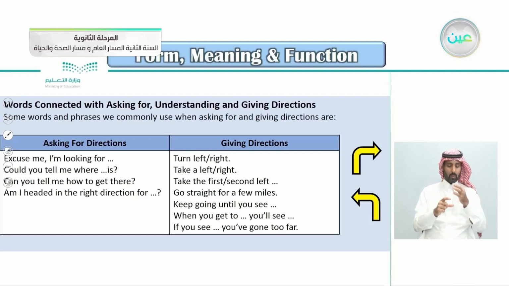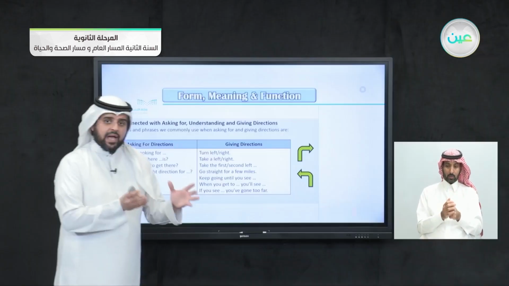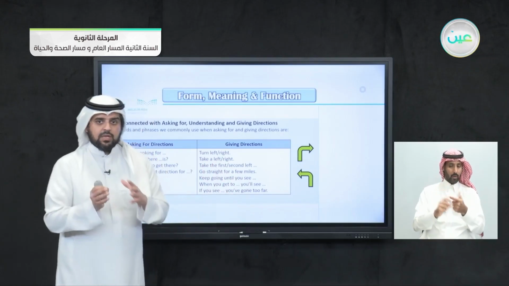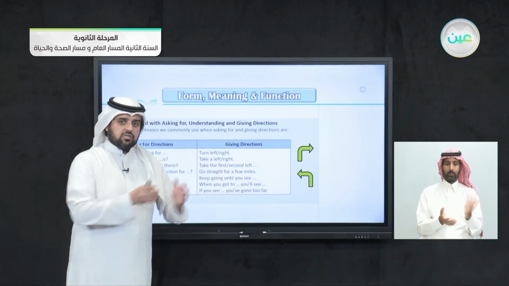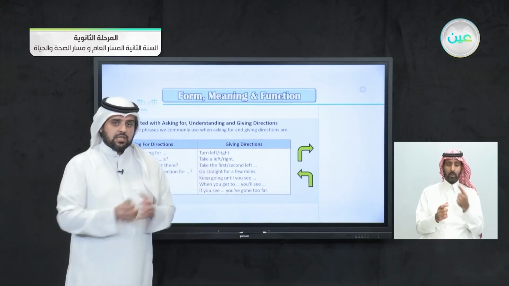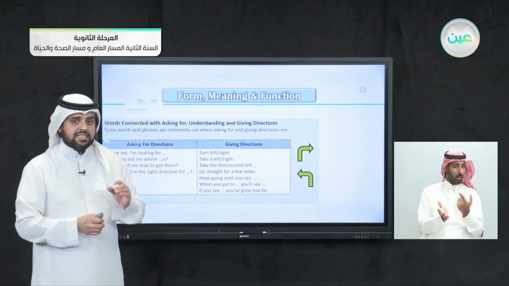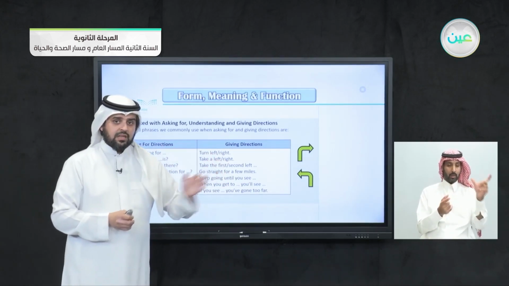The second one: "Could you tell me where...is?" Could you tell me where the bank is, for example? Could you tell me where the bank is? Could you tell me where the house is, the school is, and so on. So "is" is the final word here.